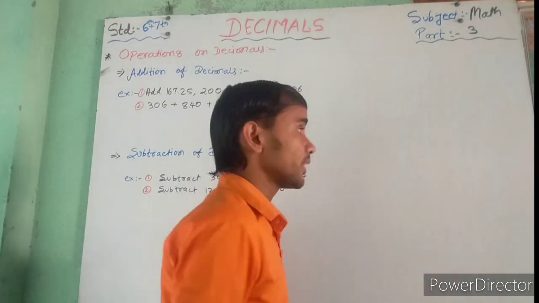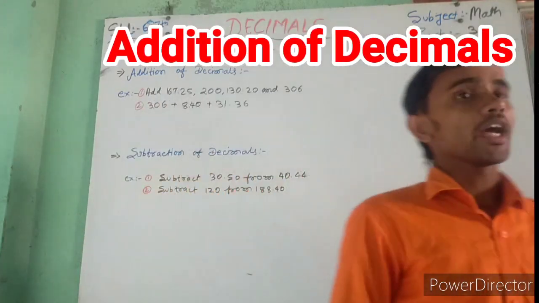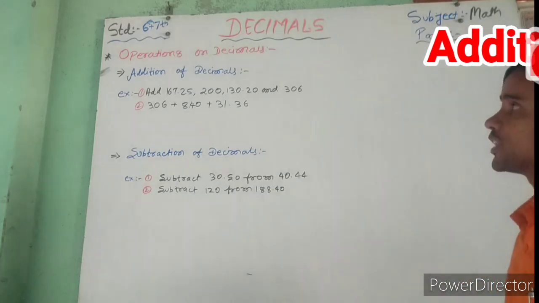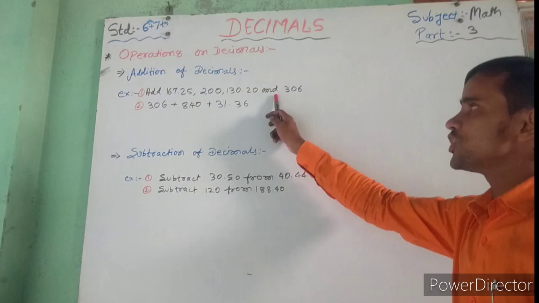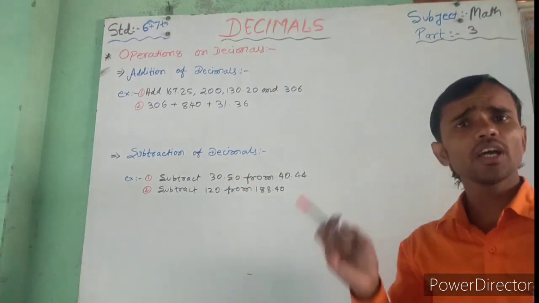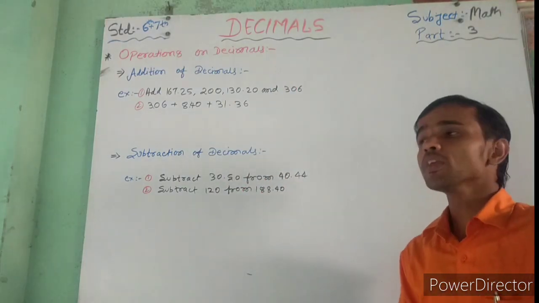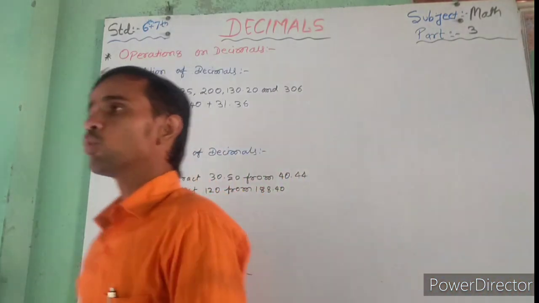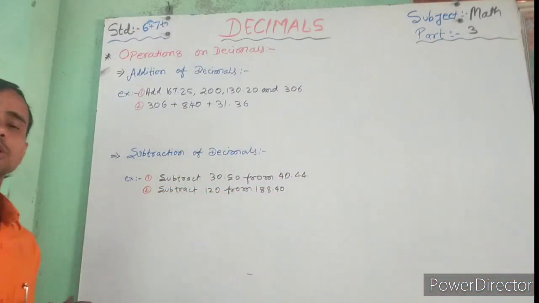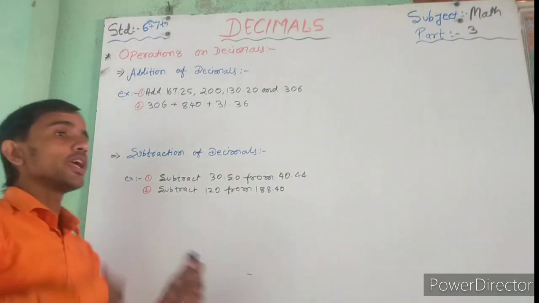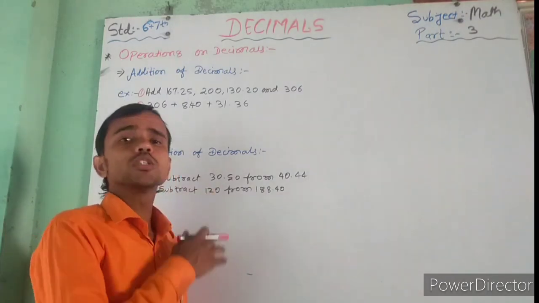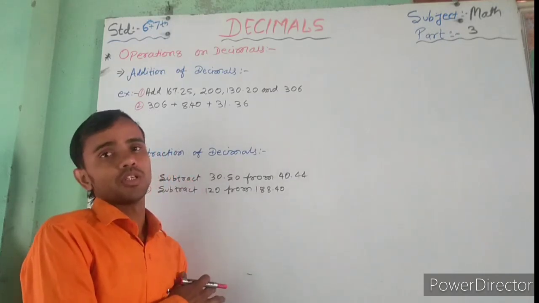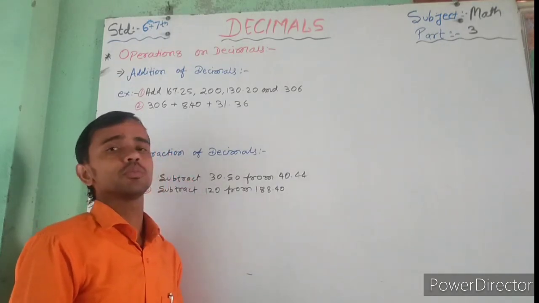Firstly, you see what is written on the board, the first topic, addition and subtraction. My dear students, it is very easy to add, subtract, multiply and divide decimals. So how do we understand addition, multiplication, division and subtraction of decimals? Firstly, I want to tell you the rules of addition of decimals. So what are the rules of addition of decimals?